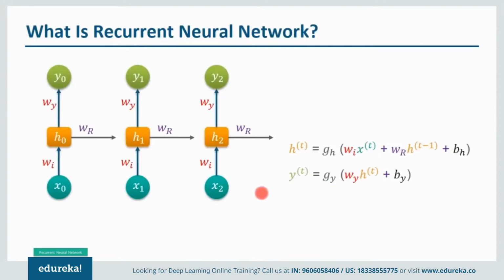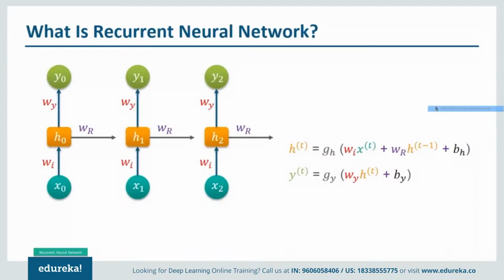Similarly, at the next timestamp, that is at time t equals 2, we have input x2. We need to figure out what will be h2. So we'll multiply the weight matrix wi with x of 2 plus wr into h of 1 that we have got here plus b of h and pass it through a function g of h to get h of 2. From h of 2 we'll calculate y of 2, wi into h of 2 plus by, that is the bias, pass it through a function g of y to get y2. And this is how a recurrent neural network works, guys.